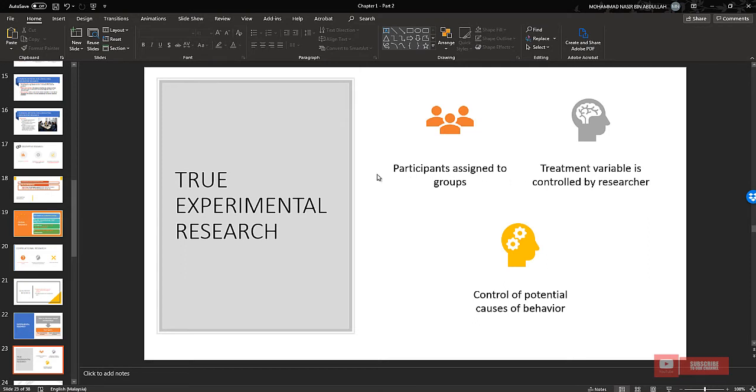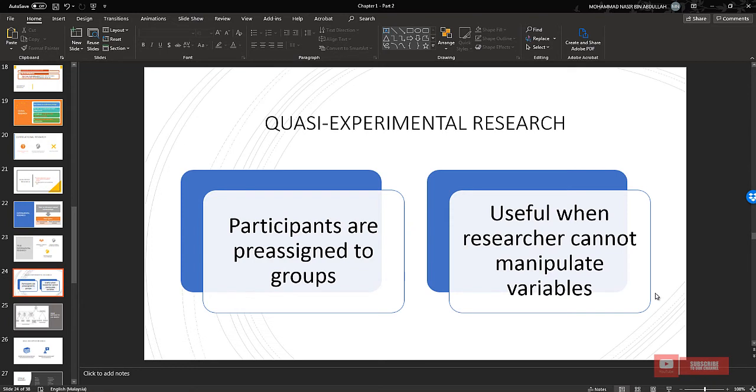Right. Let's look at true experimental research. Participants are assigned into groups by random. The treatment variable is controlled by the researcher. So how do they control? By the randomization process. The control of potential causes of behavior. Right. Quasi-experimental research: participants are pre-assigned to groups. Right.